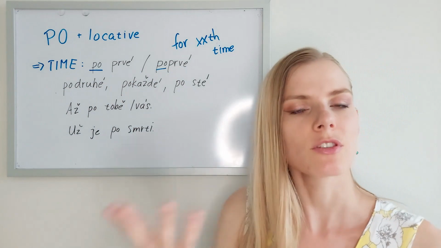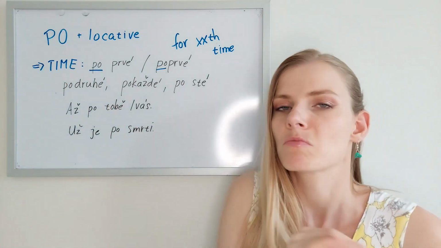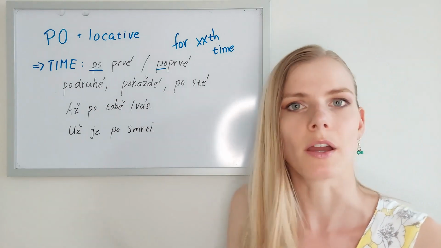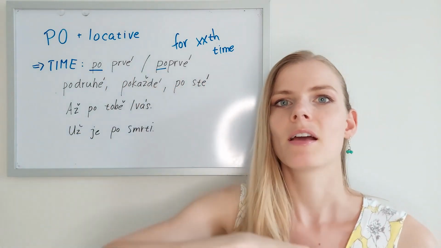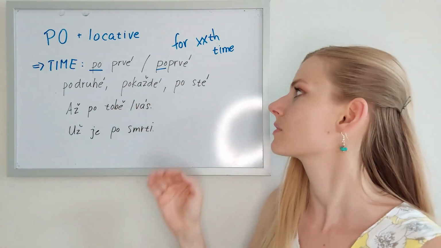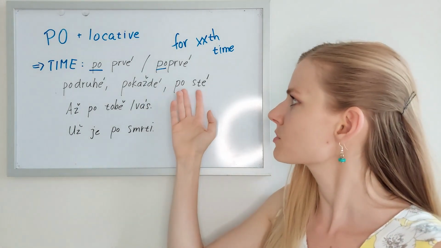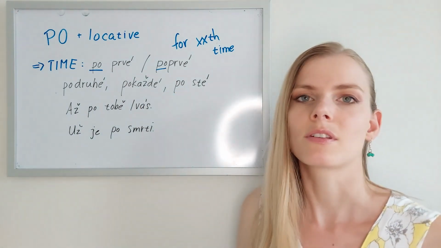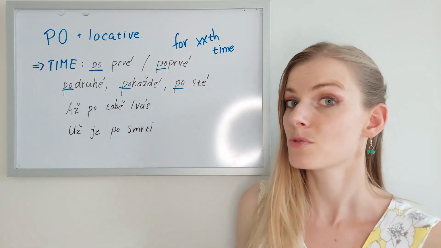Po druhé, the same thing. You could also write it separately. Po druhé, but we pronounce it exactly the same. Po prvé, po druhé, po třetí, po čtvrté, po páté, po desáté, po každé, every time. Posté, for the 100th time. This is funny because posté is rather written as two words. Posté.